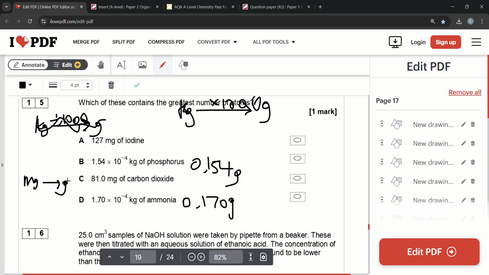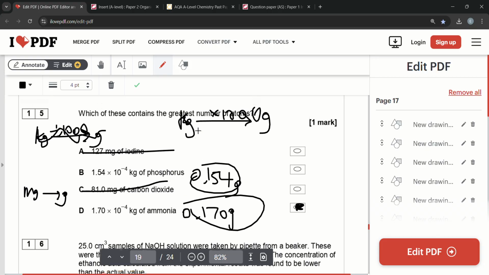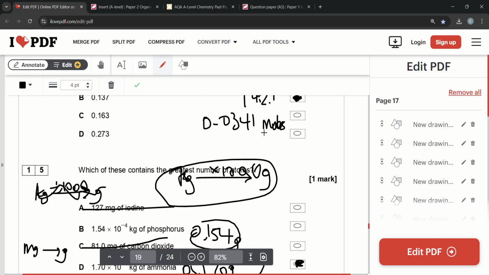We're gonna divide by 1,000. So it's definitely not gonna be this or this. Then we've got B or D. Well, that's bigger than that, so the answer is D. Can't believe I got this wrong. Kilograms to grams, obviously we times by 1,000, and grams to kilograms, divided by 1,000.